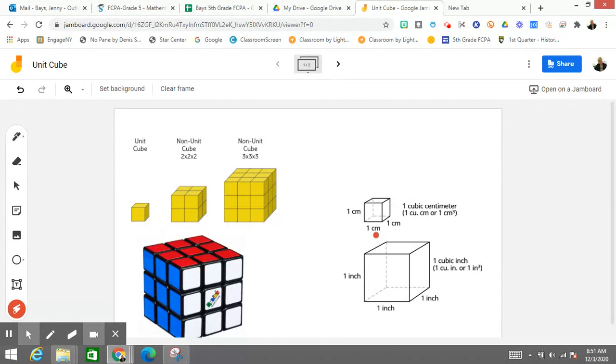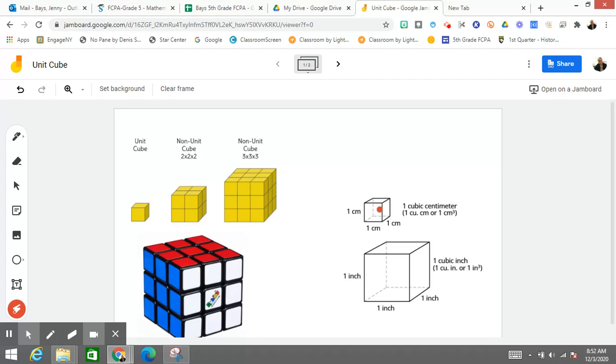A unit cube can be a centimeter cube. This time we know that each side's labeled 1 centimeter. So that makes it a centimeter cube. This is an inch cube because each side measures 1 inch. You could even have a foot cube or a yard cube as long as each side of the cube measures 1. Now, the reason you use unit cubes for the unit coming up is to measure volume.